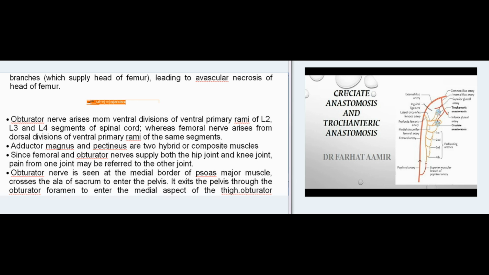The obturator nerve is seen at the medial border of the psoas major muscle, crosses the ala of the sacrum to enter the pelvis. It exits the pelvis through the obturator foramen to enter the medial aspect of the thigh. The obturator artery, a branch of the internal iliac, and the medial circumflex femoral, a branch of the profunda femoris, are seen on the medial side of the thigh.